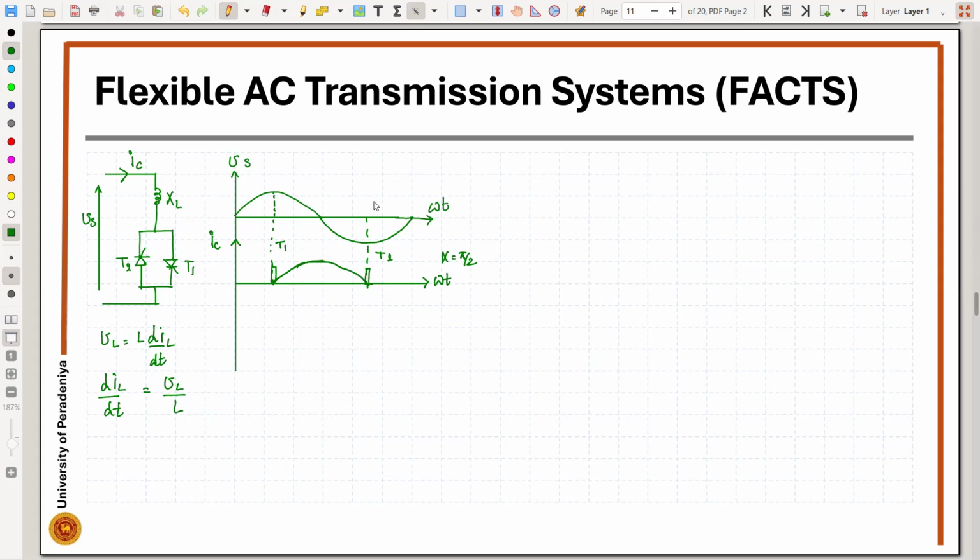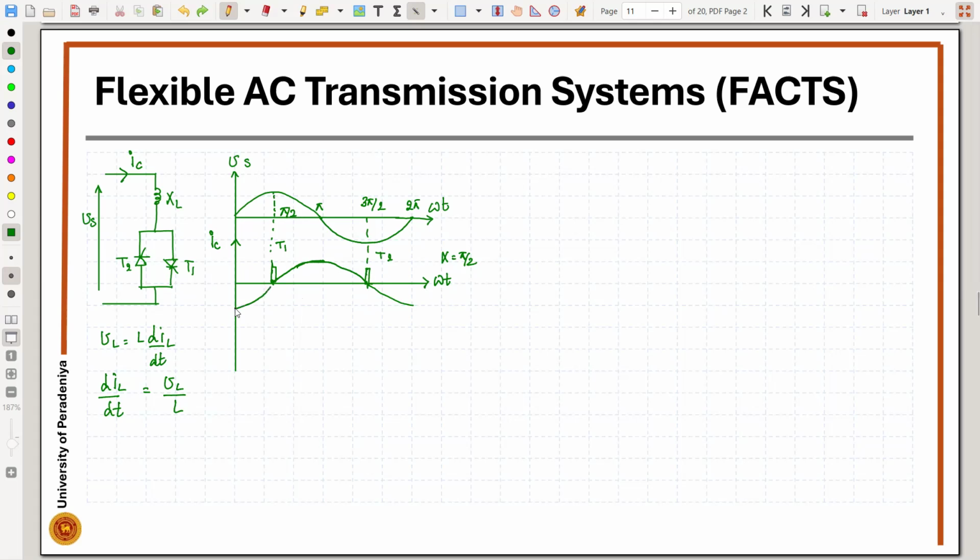And at this point, when it comes to this, it is 5/2, 5, 3, 5/2, and this is 2, 5. At this point the current is 0 and the voltage is negative, therefore thyristor T1 stops conducting. Then we provide the T2 signal. The current is 0 and we have negative voltage, therefore the current is going to flow in this direction, the negative direction.